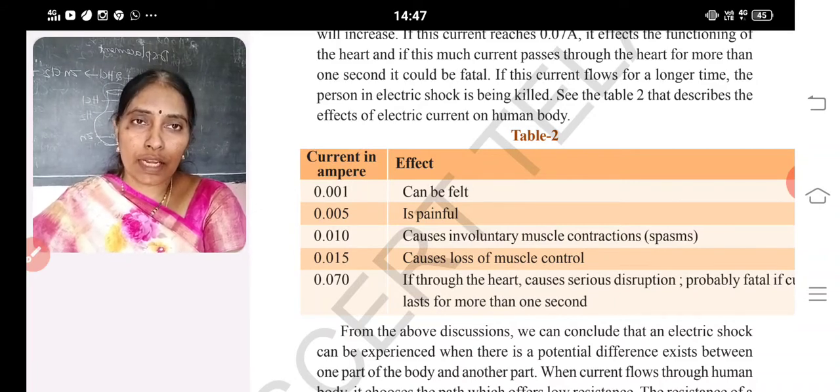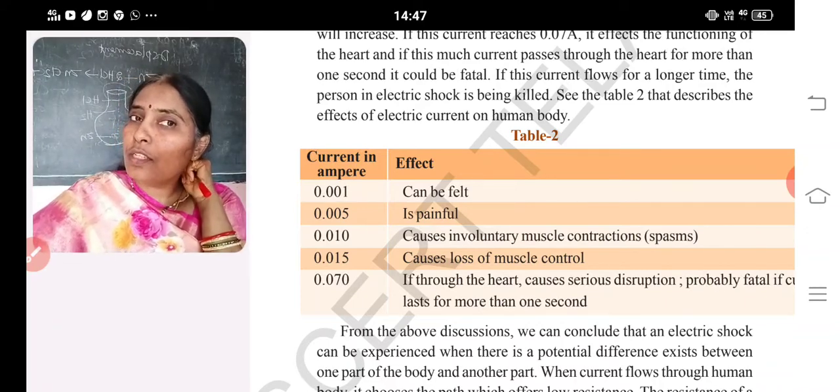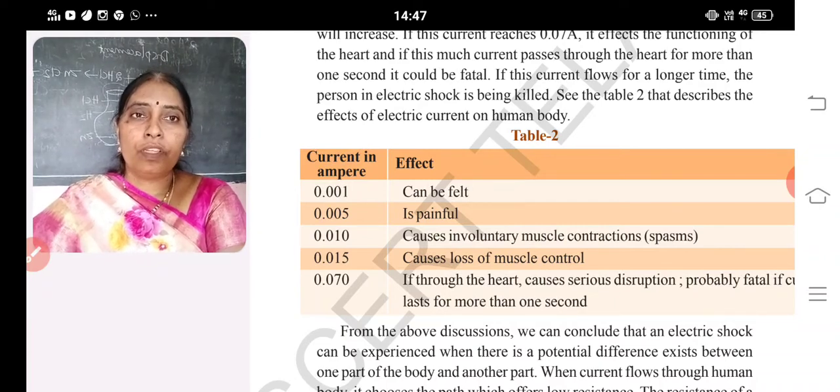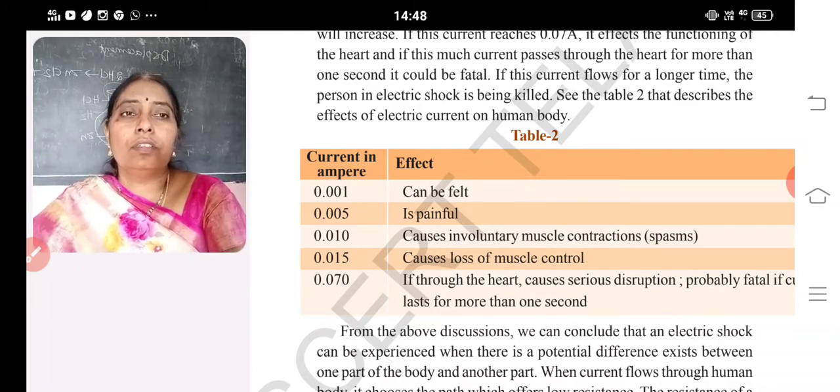If a current of 0.001 amperes passes through our body, it can be felt. It means we can understand that current has passed. And 0.005 is painful. 0.012 causes involuntary muscle contractions, spasms, and 0.15 causes loss of muscle control, and 0.07 through the heart causes serious destruction, probably fatal if it lasts for more than 1 second.